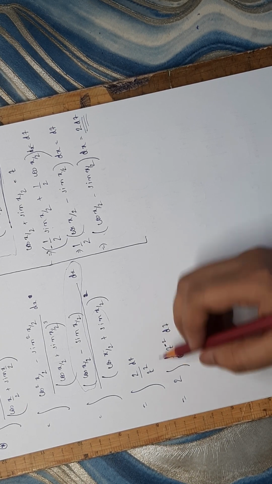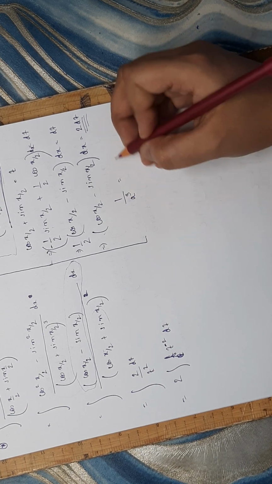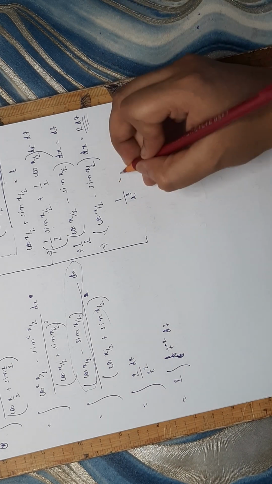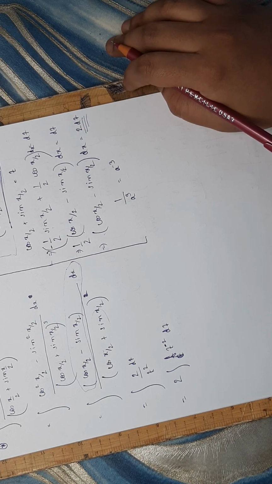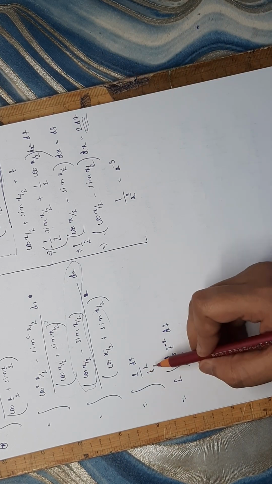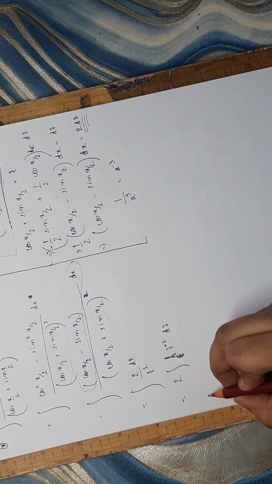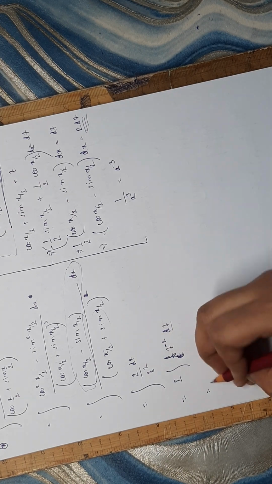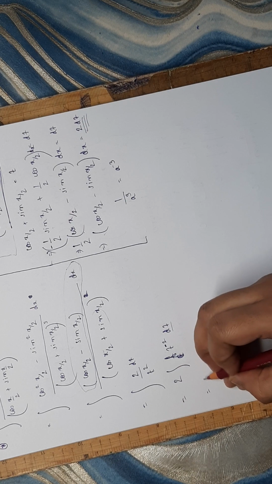I've already discussed such things before, that if you have 1 by a cube, then according to the laws of power and exponents, I can write this as a to the power minus 3. Similarly, I have 1 by t square here. I can write that as t to the power minus 2 into dt. Sorry, dt comes from the integration part, but 1 by t square can be written as t to the power minus 2 as well.